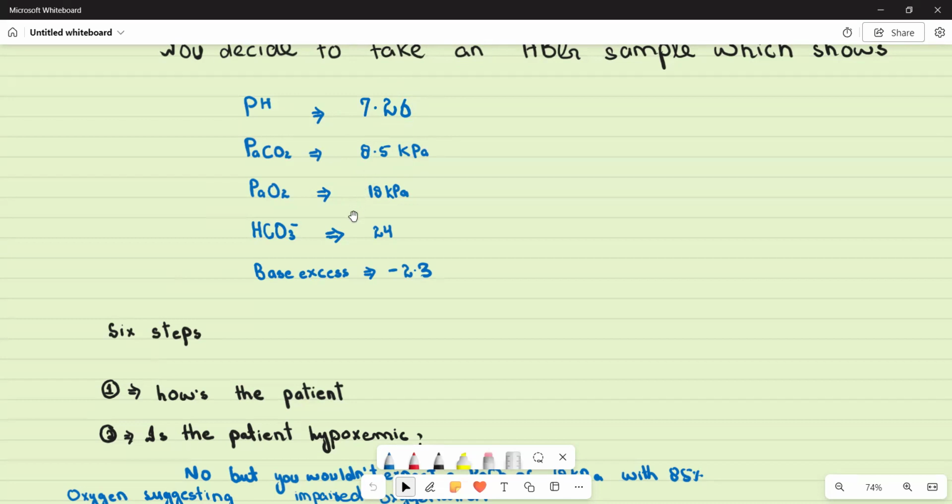Okay, now the next step is to check bicarb and base excess. Okay, so what's bicarb doing? Bicarb is 24. So the normal level of bicarb is between 22 to 26 millimole. So it's in the normal range. What's base excess? Base excess is normally between -2 to +2, and it's slightly less than -2, at -2.3, so it's slightly less. Okay.